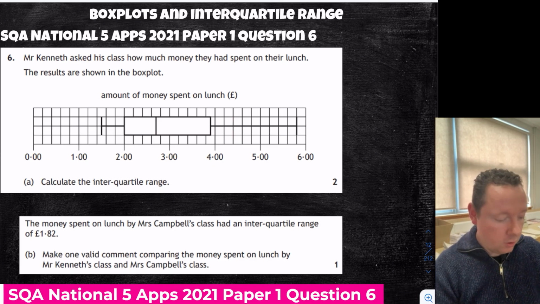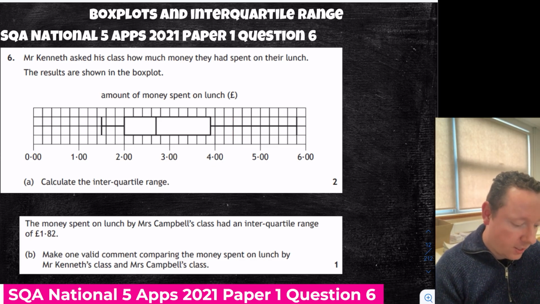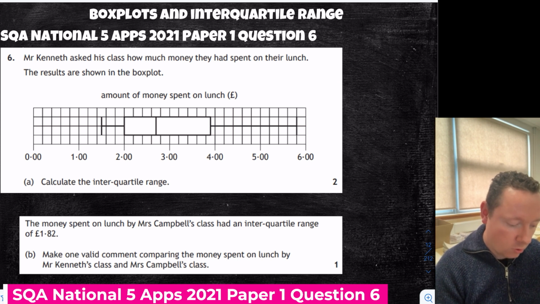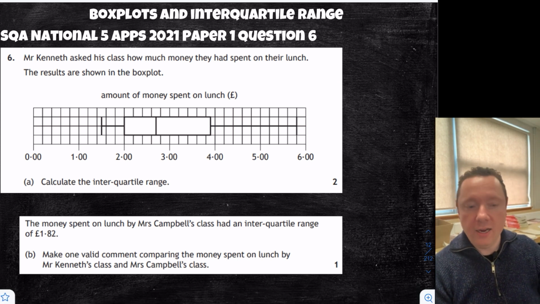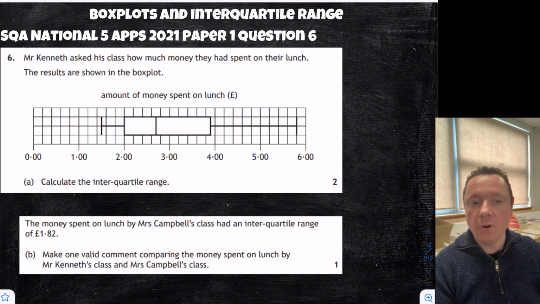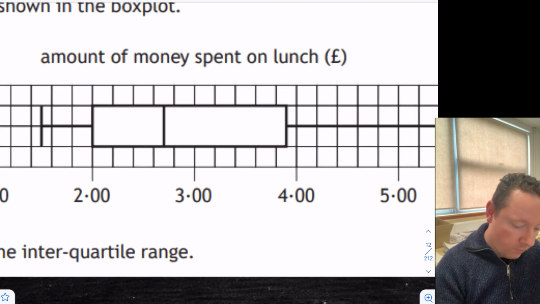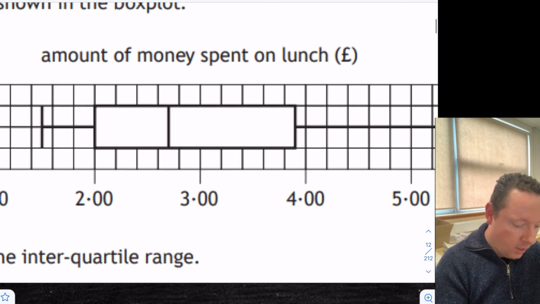Box and interquartile range, SQA National 5 Apps, 2021, Paper 1, Question 6. Mr. Kenneth asked his class how much money they spent on their lunch, the results are shown in the box plot. Calculate the interquartile range. So the interquartile range, remember, is the upper quartile minus the lower quartile. On a box plot, if I zoom this in, it's the ends of the box. So if I work out these numbers, I'll be good to go.